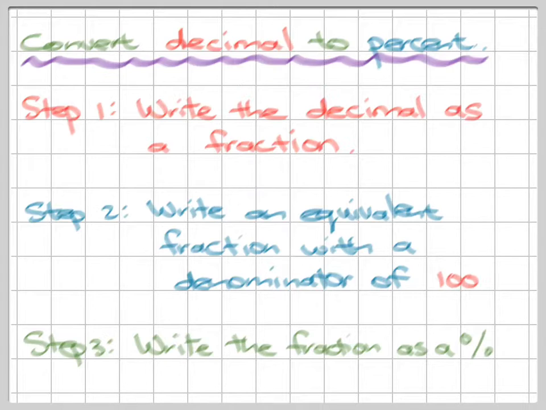Let's do one more. We've got 5.3. This one's a little bit more tricky because it's actually a whole number and there's a decimal on the other side. So let's have a look at this. We remember our rules. First step, let's just go look at step 1, is to write the decimal as a fraction. So let's go back to that screen.